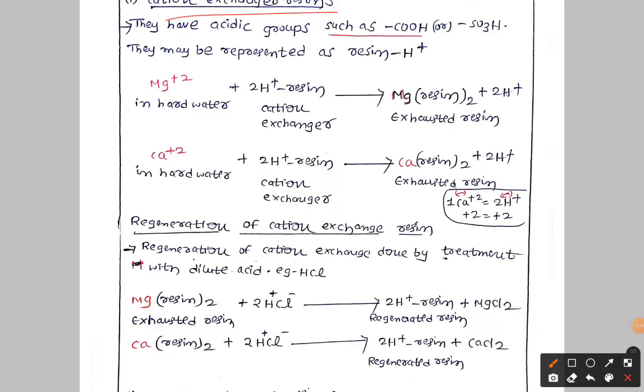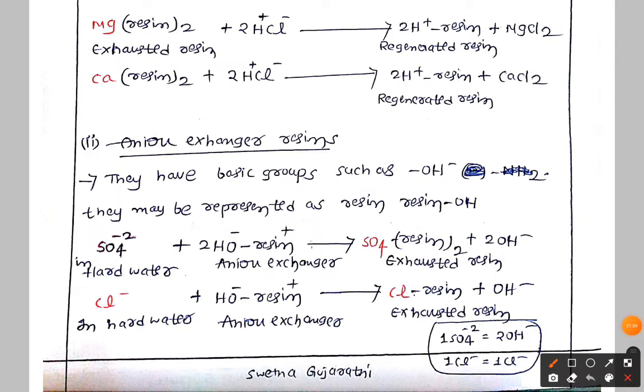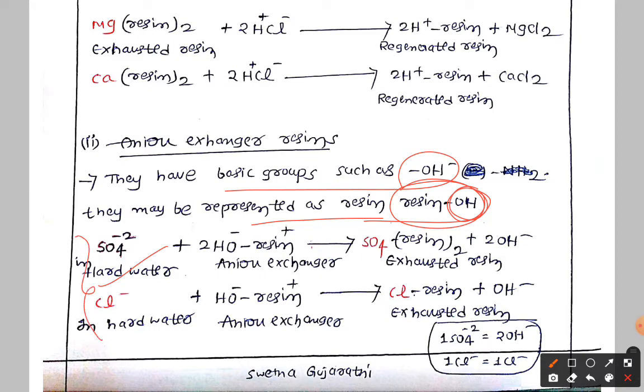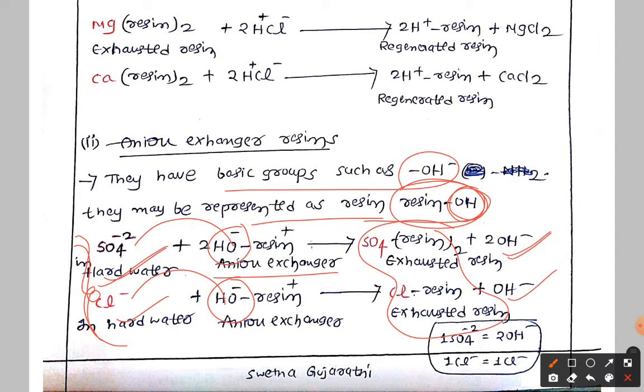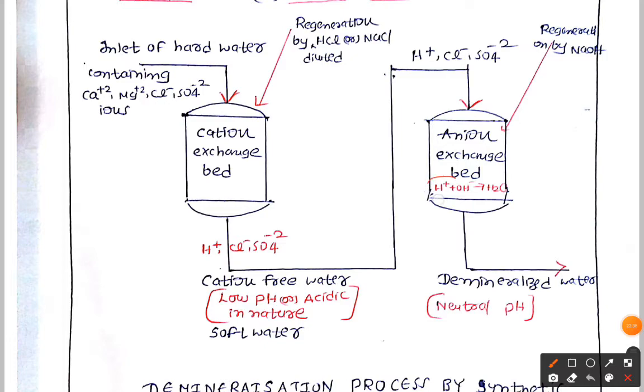Next we'll go for the anion exchange resin. Anion exchange resin has a basic group such as OH minus, which is important. For convenience we are not writing the big structure, simply resin-OH. This is the active group. Now in hard water the anions react, whereas previously the cations reacted. Now the anions we have are sulfate and chloride. The OH minus is substituted by the sulfate ion and the chloride ion. So sulfate anions are trapped by the resin and you are left with OH minus ions.